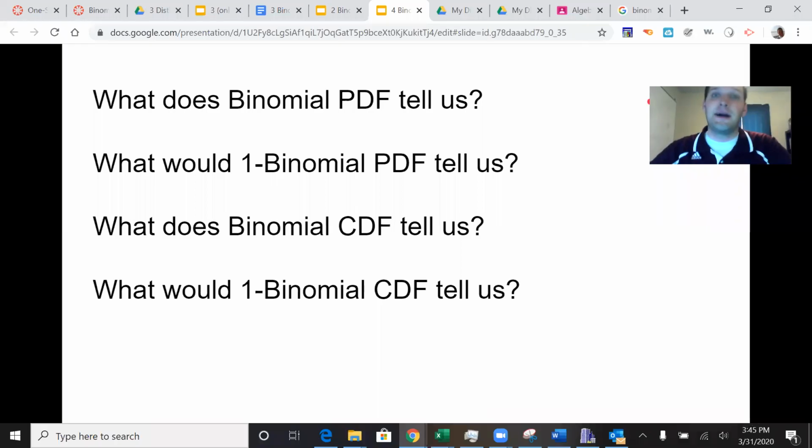So a couple of you have had multiple questions on binomial PDFs and binomial CDFs. So this is an additional video to hopefully help you understand binomial PDFs, CDFs, and when to do 1 minus binomial PDF or CDF. 1 minus binomial PDF you won't do very often. This one right here, it's going to be almost never.